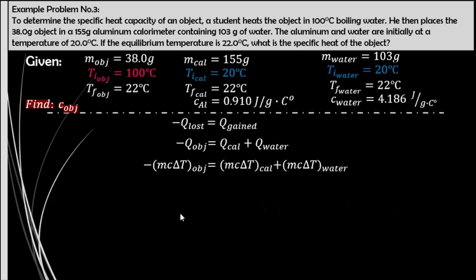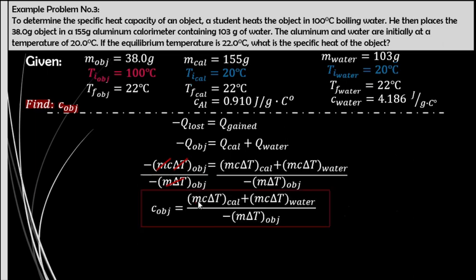Since we are looking for the specific heat capacity of the object, or C of the object, we can now divide both sides by negative mass times the change in temperature of the object. And cancelling the common factors, we will now have the working equation for the specific heat capacity of the object as mcΔT of the calorimeter plus mcΔT of the water divided by negative mass of the object times ΔT of the object.